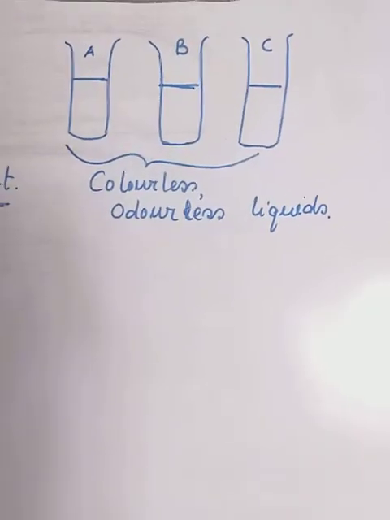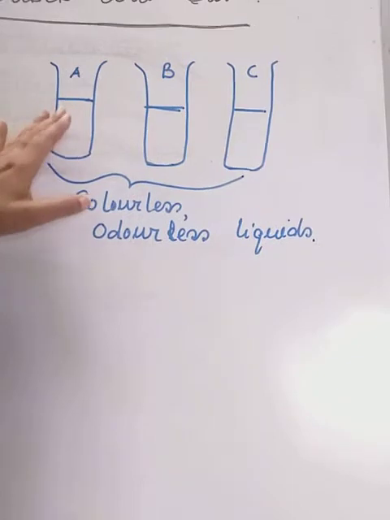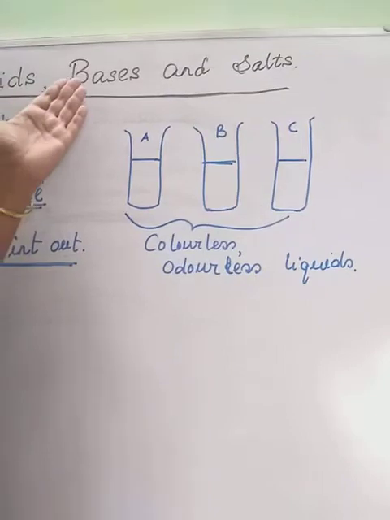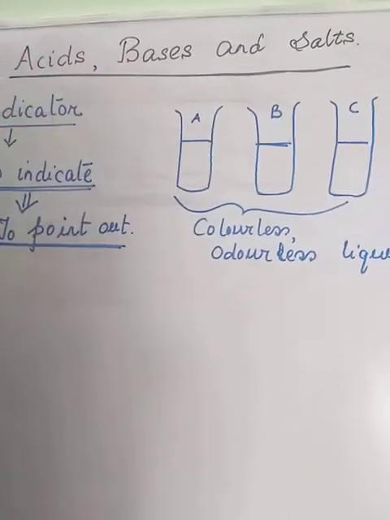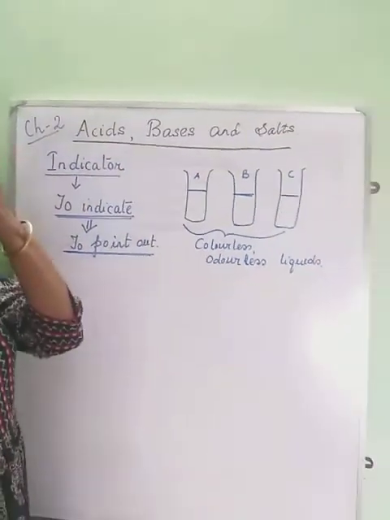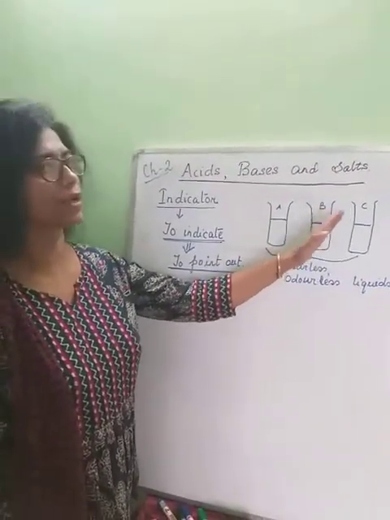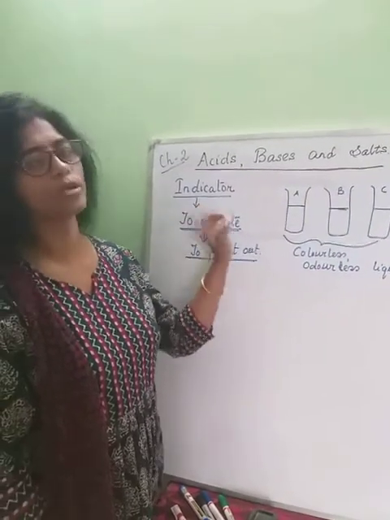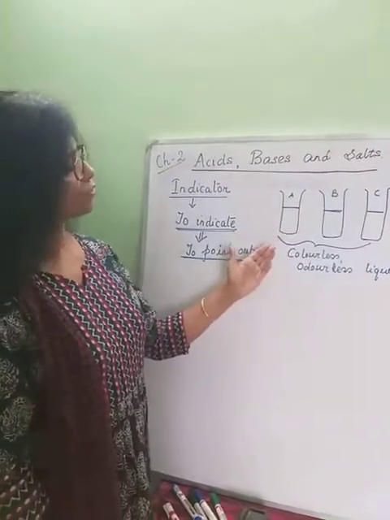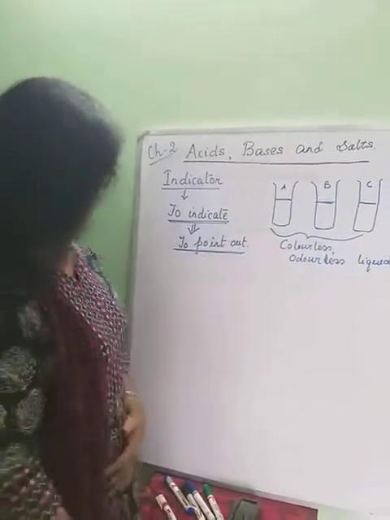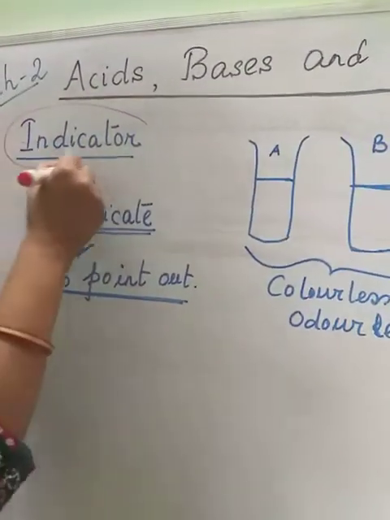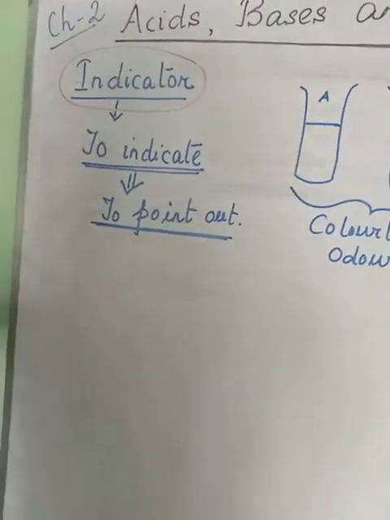We will not be able to identify which one among these three is containing acid or base or even if water is present. All will look alike, whether it is acid, whether it is base or it is pure water, distilled water, all will look similar because all three are colorless and odorless. Now here only we use this particular thing, that is indicator, which will point out.